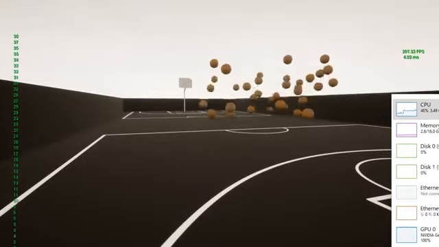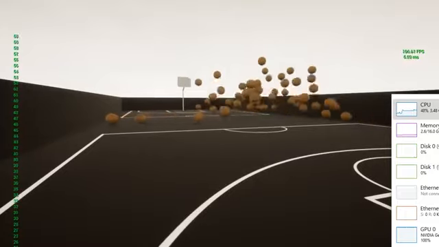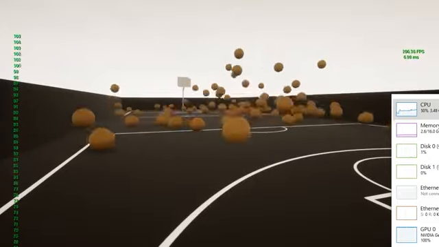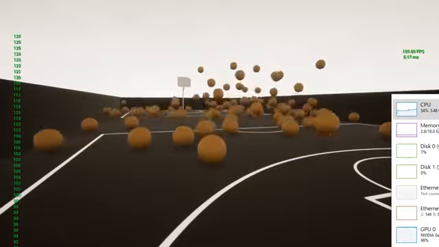And you can see on the left there, it's counting them down. And on the right, you can see the frames per second. So we're over 200 frames per second. And on the left, you can see how many basketballs are going into the scene.